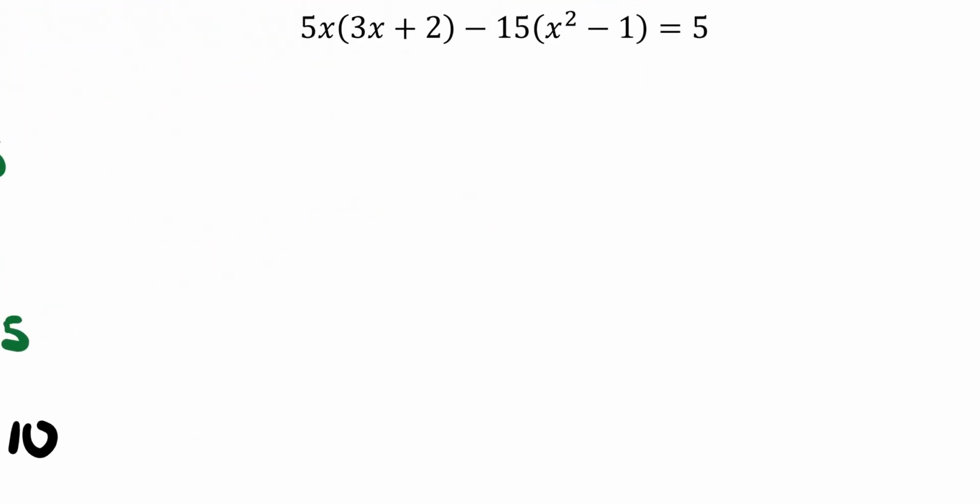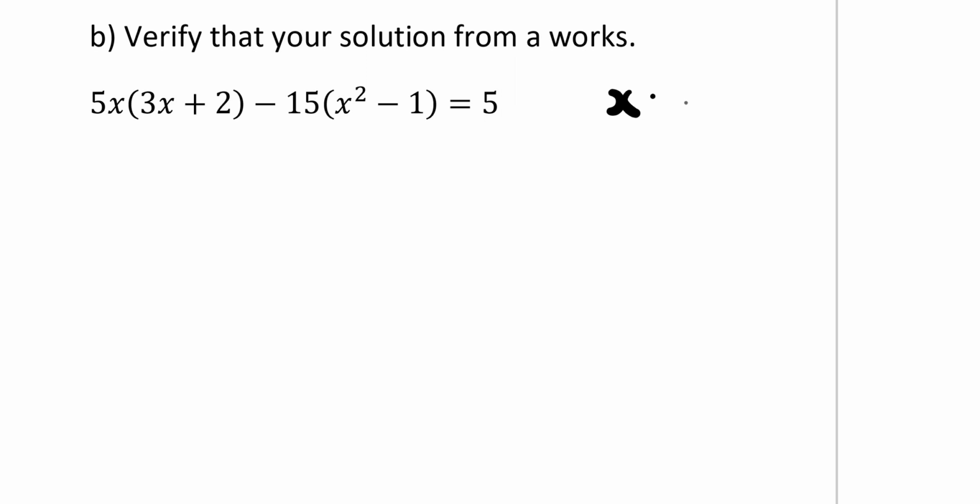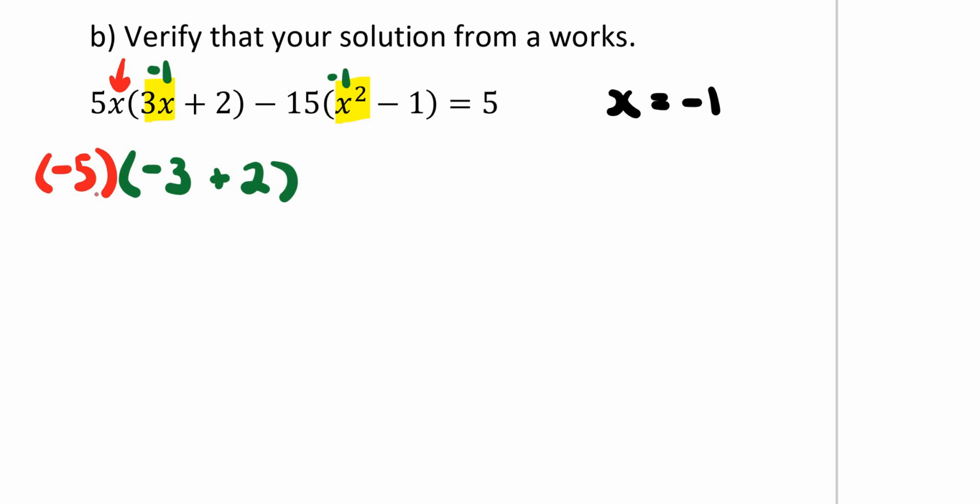And we also need to verify that the solution works, so we know that x equals negative 1. So if you want, you can take a look at the 3x and the x squared. There's a negative 1 there and a negative 1. So inside this bracket, I get 3 times negative 1, which is negative 3, plus the 2. And then we also have an x there, so 5 times negative 1 gives me negative 5. Okay, and we have a minus 15 bracket, and negative 1 squared here means negative 1 times negative 1, which is 1, minus 1 equals 5.